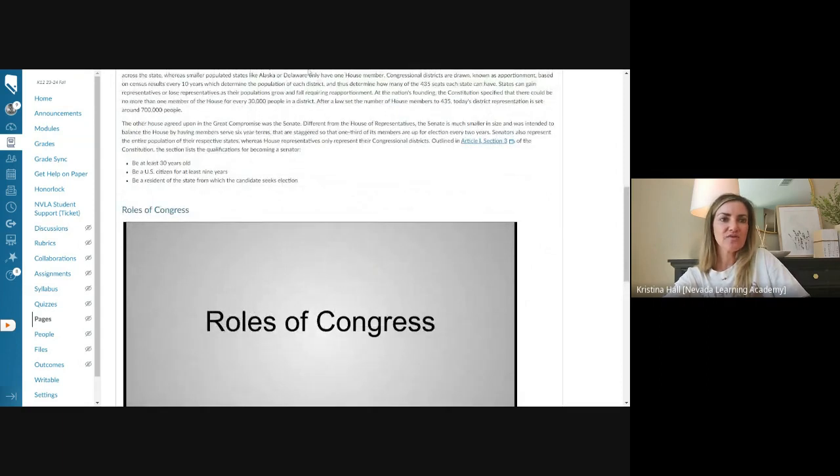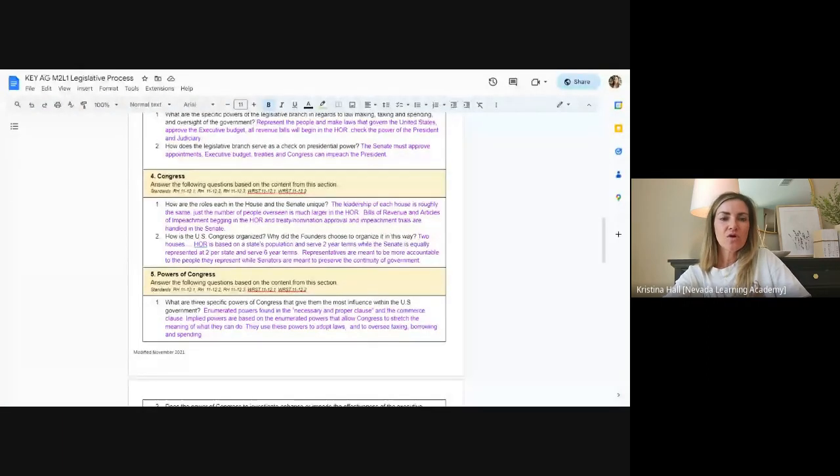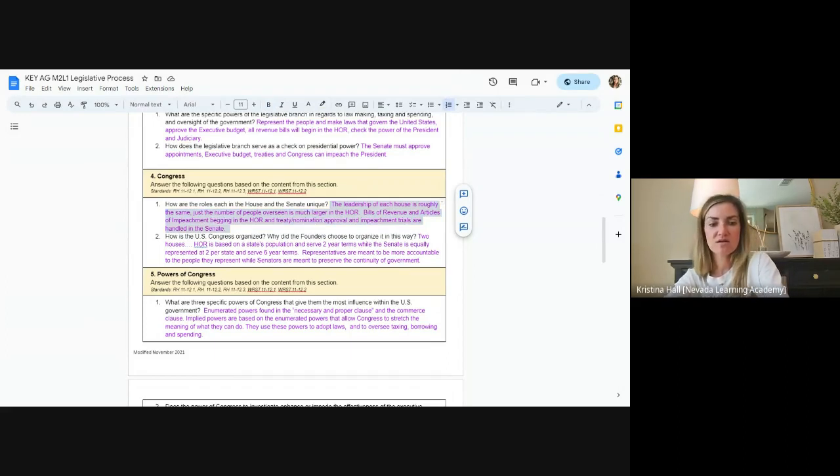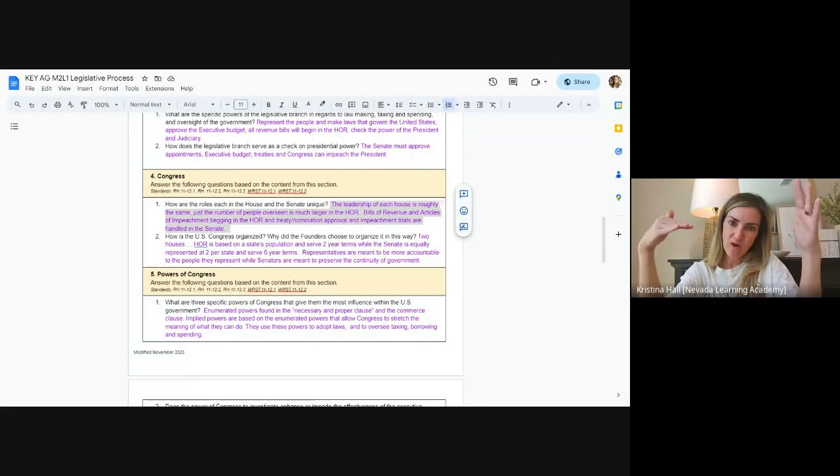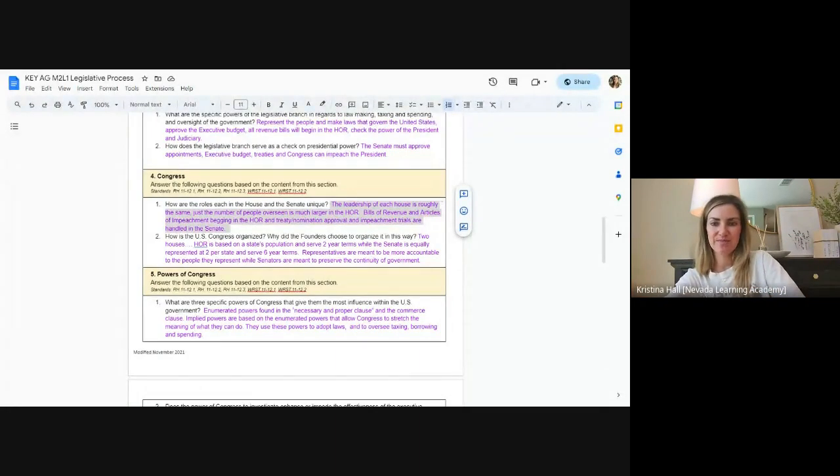All right, let's look at number 4. What are the roles of each, the House and the Senate, unique? So the leadership is very, very similar, okay? But they represent different portions of the compromise, right? Okay, so this is number 4. There you go. So the leadership is very similar, but the House of Representatives is based on population and the Senate is based on equality, right? Population, and then the Senate is based on just equal across the board. Everybody is the same.